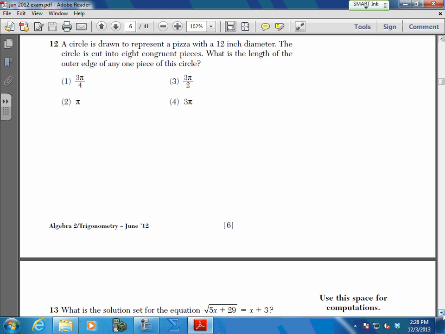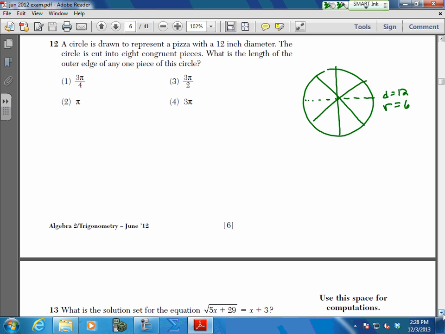Number 12, draw a picture whenever possible. You're looking at a pizza with a 12-inch diameter. So therefore the radius is half of that, 6. It's cut into 8 congruent pieces. So here's your pizza in 8 parts. Each of these angles is the same. So 360 divided by 8, there's my 45.